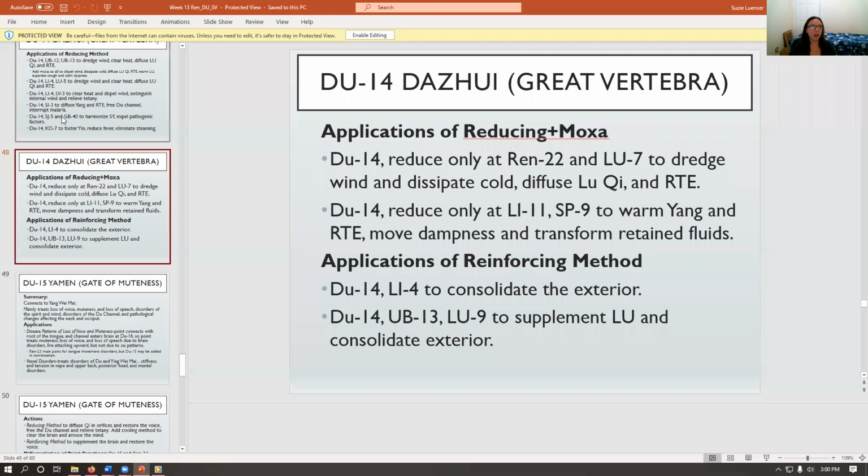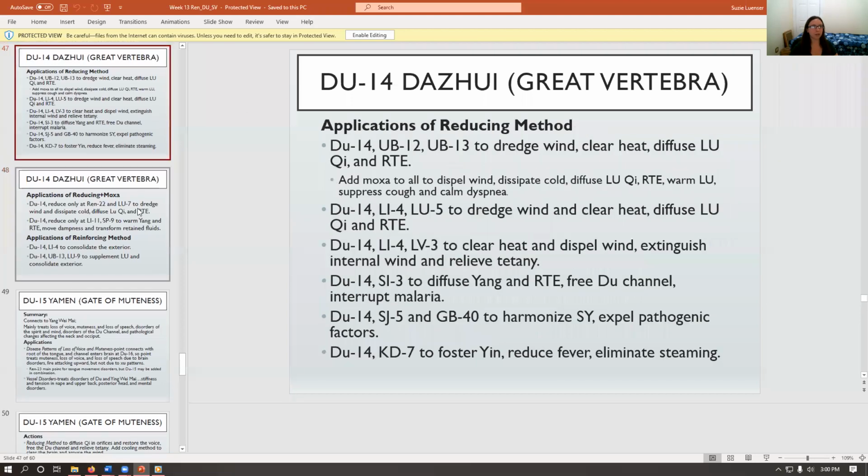And kitty face. All right, so this was the last slide. I almost got through. I said foster yin. This is for reducing, I'm talking about DU 14, Kidney 7, foster yin, reduce fever, and eliminate steaming. And the steaming that is referring to is steaming bone disorder.